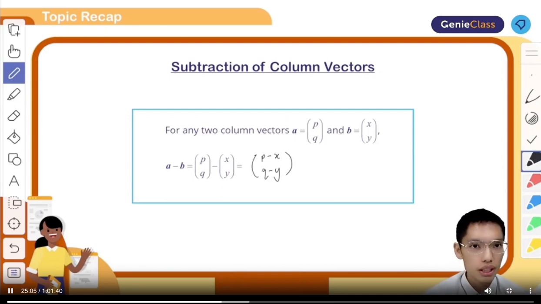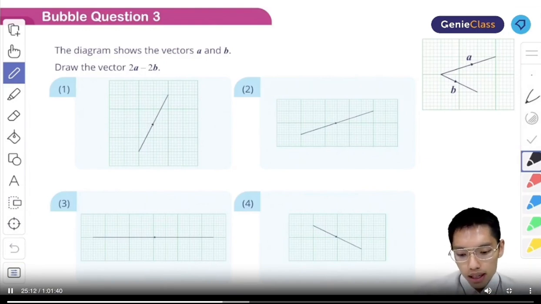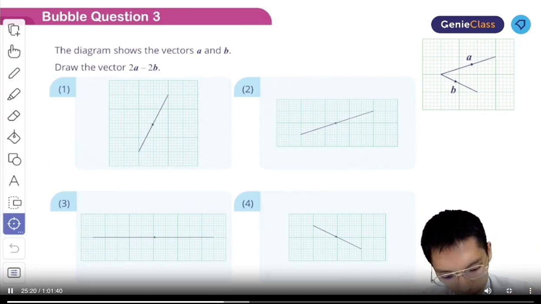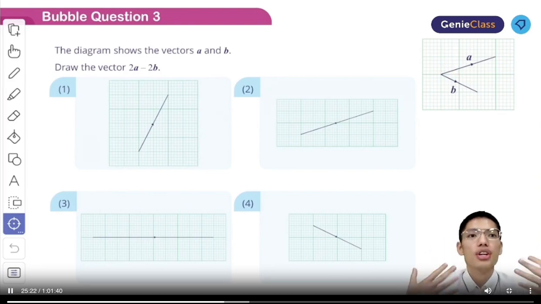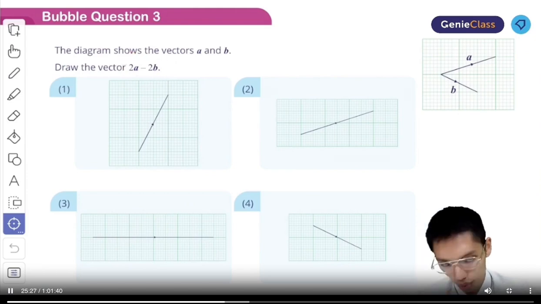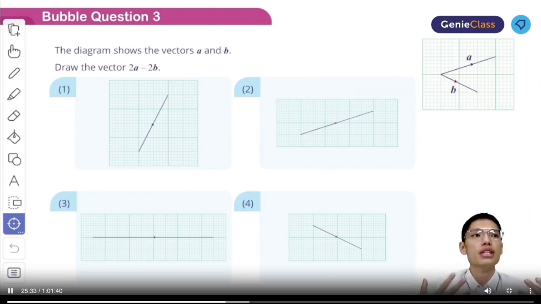Okay, I cannot really check whether you understand the drawing of vectors. So the next bubble question will be to recap: how do we actually draw vectors? Now take a close look at what these vectors are actually asking. Okay, this is to ask, given these two vectors, which vector makes sense to draw 2a minus 2b? This is your vector A, this is your vector B. What is the resulting vector 2a minus 2b? Let's recap a little bit.